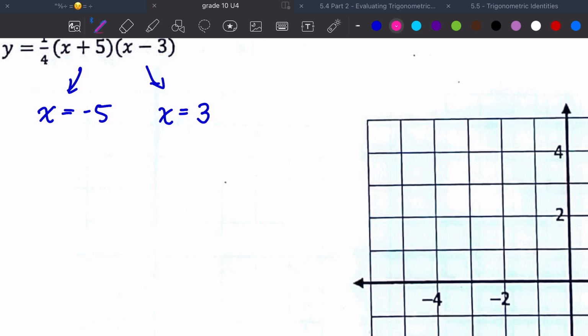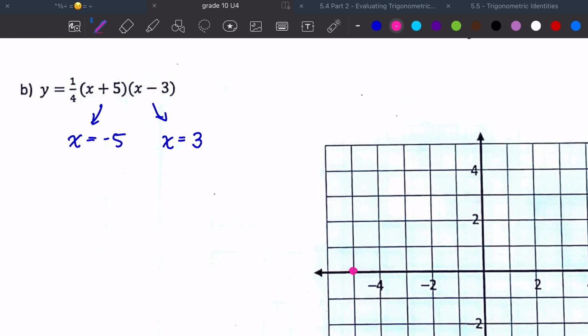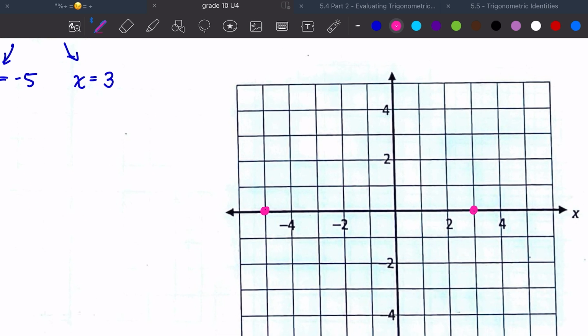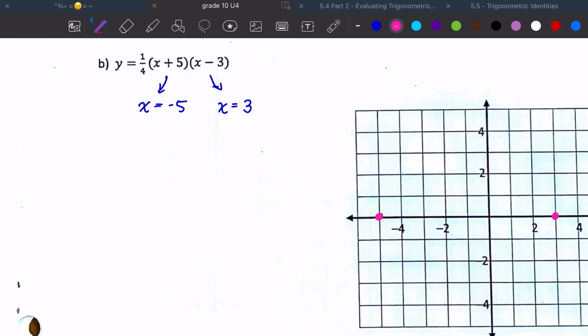Perfect. So I can go ahead and plot those, right? So -5 is over here. And 3's all the way over here. So we got some big distance between. So I need to find the middle. Again, where's my vertex going to be? Up or down? But I need to find where.